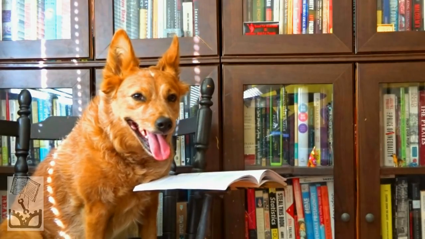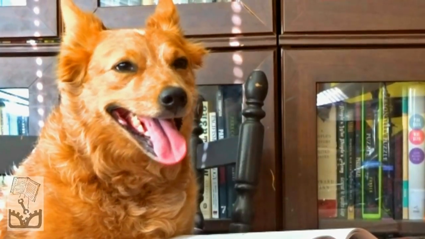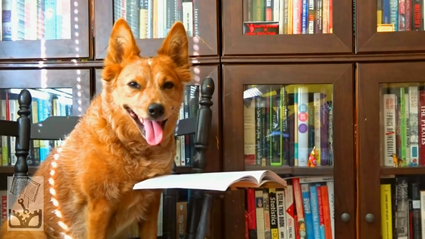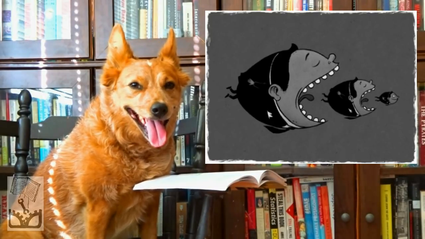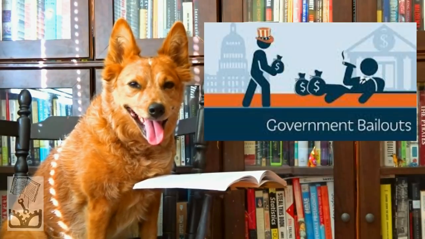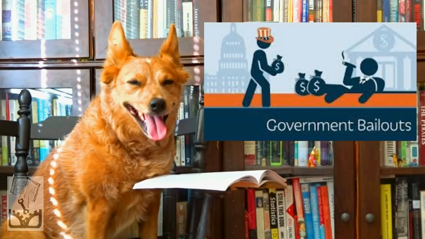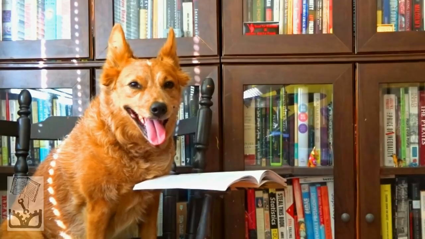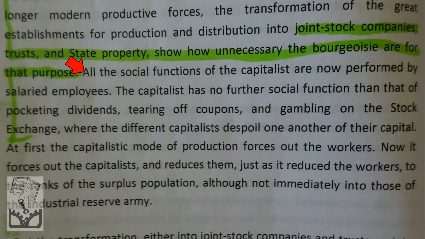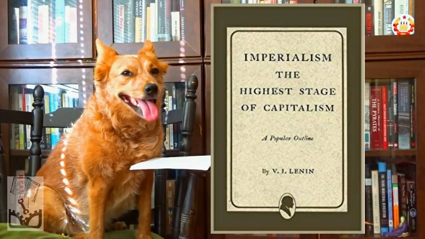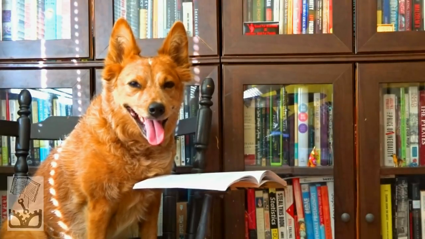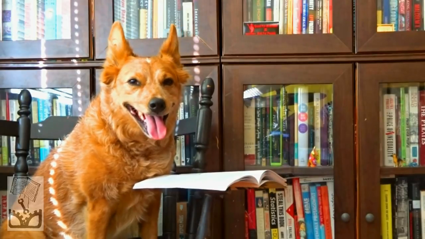Engels explains a few things that happened to save a crisis in capitalism from becoming total collapse. Both things we see even today when crashes occur. One, monopoly control. One capitalist eats many smaller capitalists during the crisis, bringing the entire sector closer to monopoly control. And two, the state comes in and intervenes, either by converting the failed industry into state property or by bailing out the company. And Engels states, all the social functions of the capitalist are now performed by salaried employees. The capitalist has no further social function than that of pocketing dividends, tearing off coupons, and gambling on the stock exchange. This is covered in Imperialism, the Highest Stage of Capitalism by Lenin. Essentially, the capitalist receives all the benefits of socialism and yet retains the capitalist profits, the capitalist appropriation.